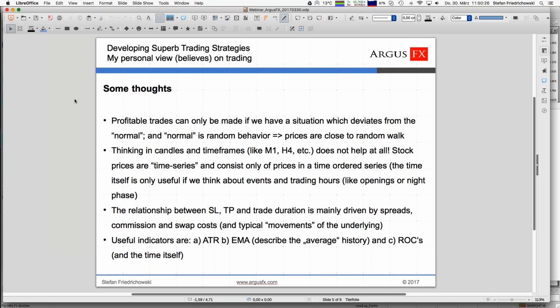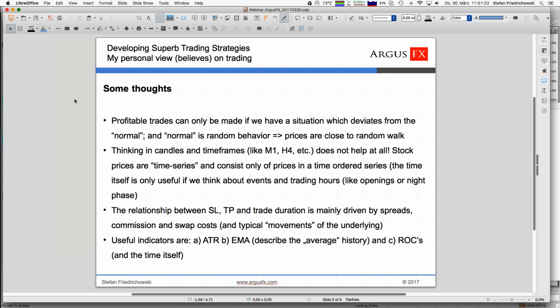The time itself is only useful if you think about events, like half past two, non-farm payrolls data on Friday or whatever. Or if you think about trading hours, so openings like FDAX opens at 8 o'clock and closes at 10 p.m. Or phases like in the night, where we have higher spreads and no movements. So the time information is good for those things, but looking at different kinds of charts like H4, M5, whatever, doesn't really help us, because a candle is only a summary of a specific time and nothing else.